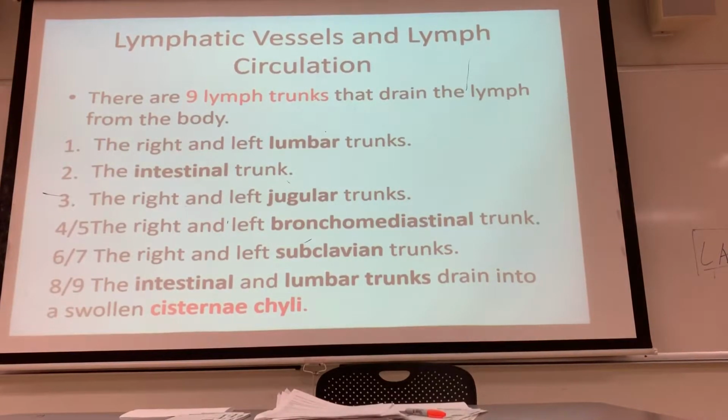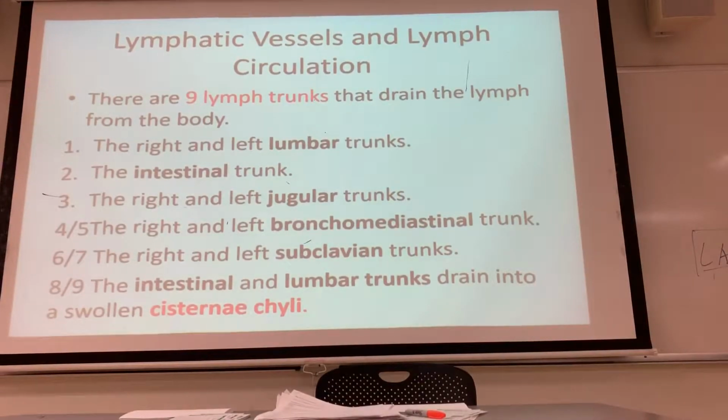Okay, so how many trunks do we have? We have 9 major trunks. Right and left lumbar, you know where lumbar is, right? Then we have the intestinal trunk inside the abdomen. Then the right and left jugular trunks, and the right and left bronchomediastinal trunks in your thoracic cavity. We have the right and left subclavian trunks. These join the brachiocephalic vein, then go into the right atrium. And then you have the intestinal and lumbar trunks, which drain into a swollen or bulging lymphatic vessel.